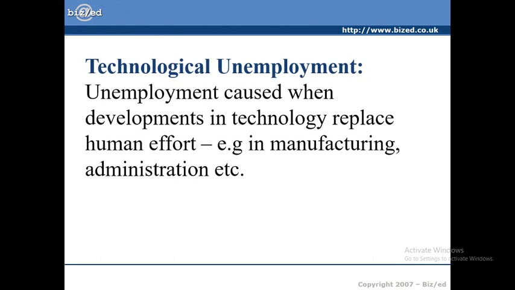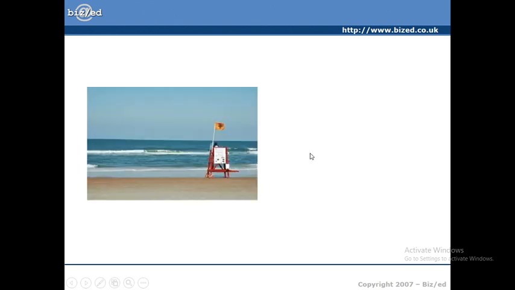Okay. Next one is technological unemployment. Unemployment caused when development in technology replaces human effort. Example, in manufacturing, administration, etc. Technology is replacing the people. So that also causes unemployment, that is known as technological unemployment.